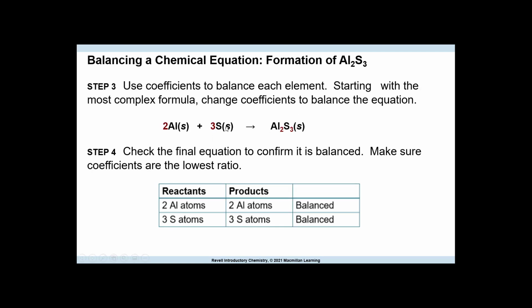So I add a 2 here, and I add a 3 here. So we have 2 aluminum atoms on one side, 2 aluminum atoms on the other, 3 sulfur atoms on one side and 3 sulfur atoms on the other, and this is now balanced.